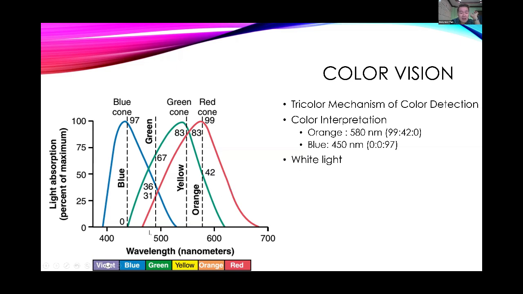I can appreciate this 450 nanometer blue. Maybe this is aquamarine blue because I stimulate 97% of my green, a little bit of my blue. So it's always an interplay of how much of those color cones are you stimulating. And if you stimulate all the colors, you'll see white light.